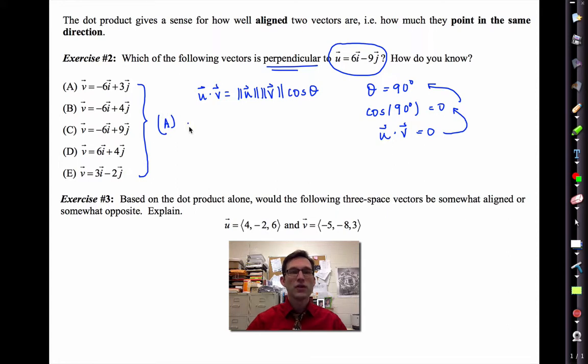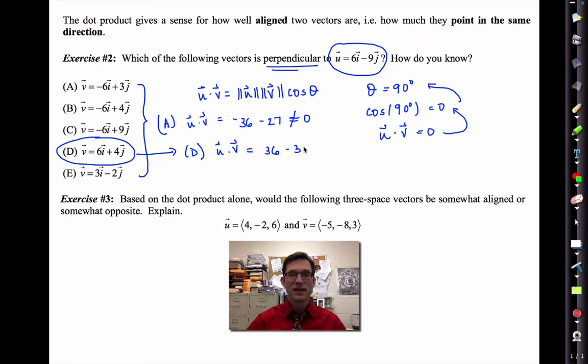If we did u dot v here, what we would get is negative 36 and then negative 27. So that obviously would not combine to be 0. In fact, if you work on it for a while, you find it's choice D. If I do u dot v here, I'll find that I get 6 times 6, which is 36, and 4 times negative 9 is negative 36, and I'll get 0. So, simple enough.